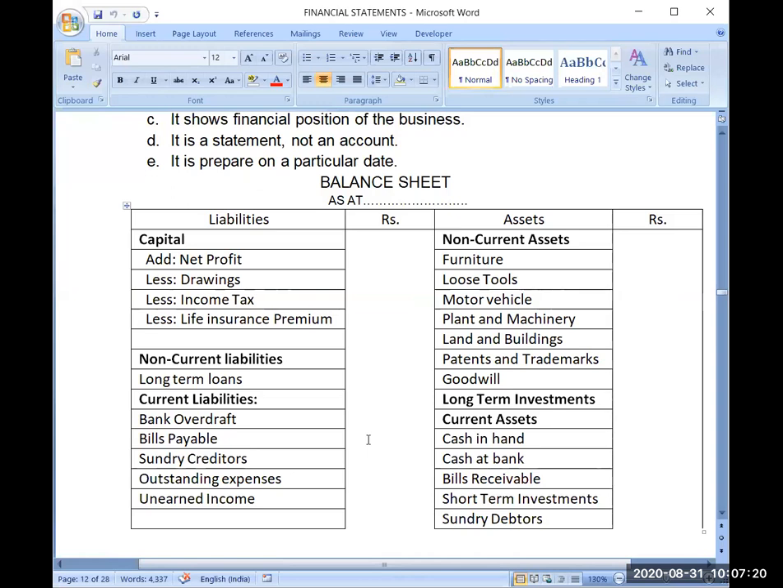Yes, please. The meaning of balance sheet is clear. Now I will take up certain contents of the balance sheet.